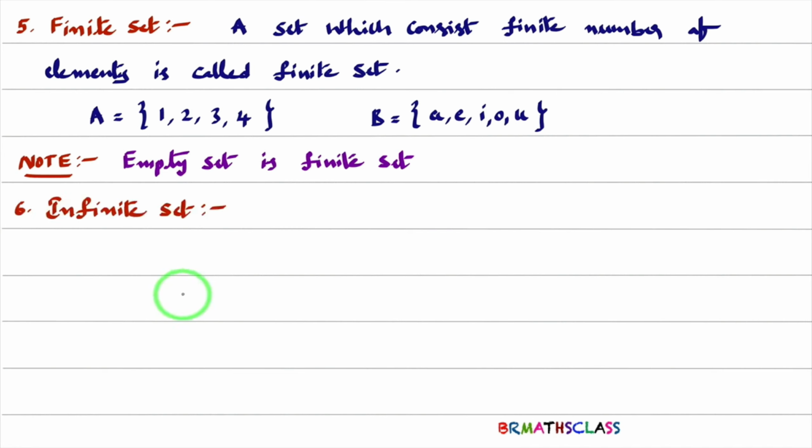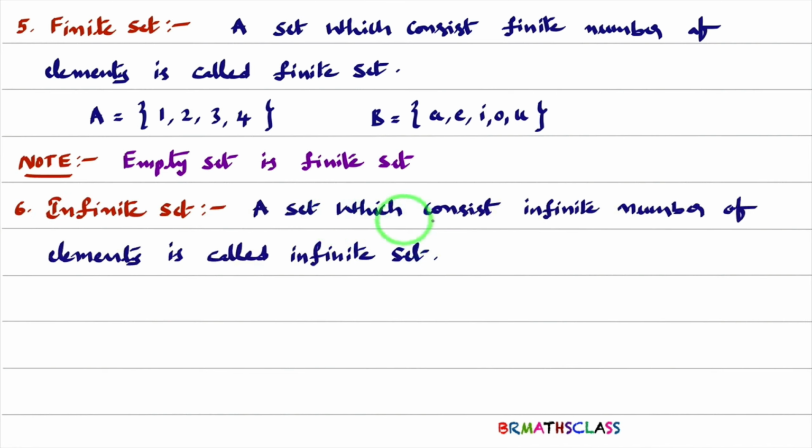Infinite set. What is infinite set? A set which consists infinite number of elements is called infinite set. We can understand easily this with an example. I'll consider collection of all natural numbers. 1, 2, 3, 4 like that, all the natural numbers.